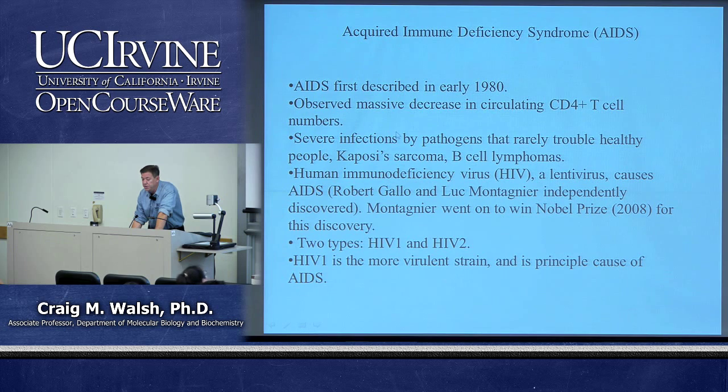Now, some of these infections resulted in people that were otherwise healthy being unable to deal with essentially benign kinds of infections. So for example, people were starting to develop things like Kaposi sarcoma, B-cell lymphomas, and they were getting sick from things like pneumonia and so forth that would normally be able to be dealt with by a healthy individual. So finally, it was discovered, this HIV virus, human immunodeficiency virus, which is a lentivirus.